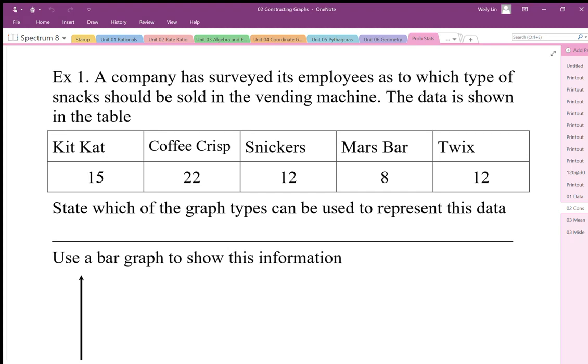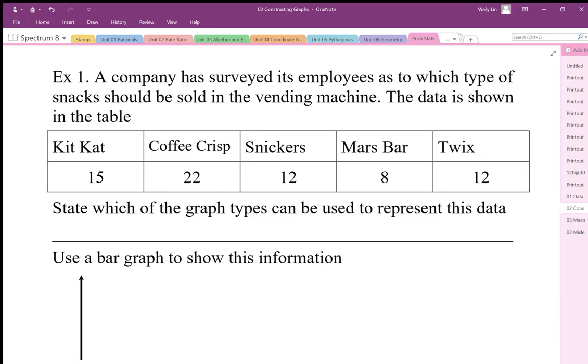So here we have a bunch of information given to us in the table. A company surveys its employees on which types of snacks should be sold in the vending machines, and we have this data here. And obviously, the Coffee Crisps are the most popular because they're definitely the best chocolate bars. So we can figure out what kind of graphs we can use to represent this data.